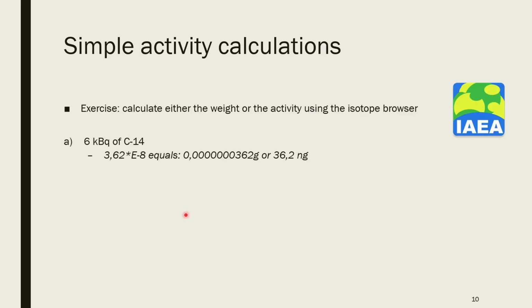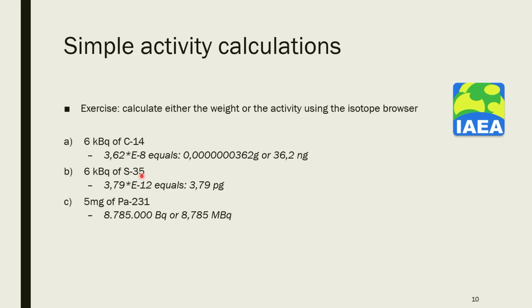So 6 kilobecquerels of carbon-14 in the calculator shows us something like 3.62 times E minus 8. E minus 8 is 10 to the power of minus 8. This equates to this number of grams or just 36.2 nanograms. If we look at sulfur-35, the same activity has only a weight of 3.79 picograms. This is because carbon-14 has a half-life of 5,000 something years and sulfur of just 90 days. Therefore, it has a much higher specific activity. Therefore, you just need less to have the same activity.